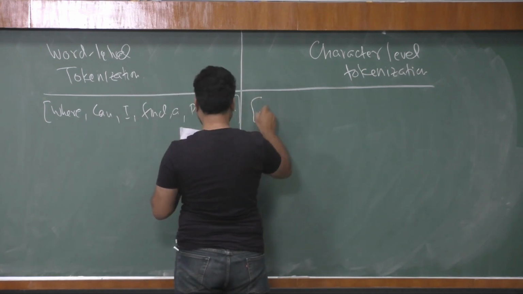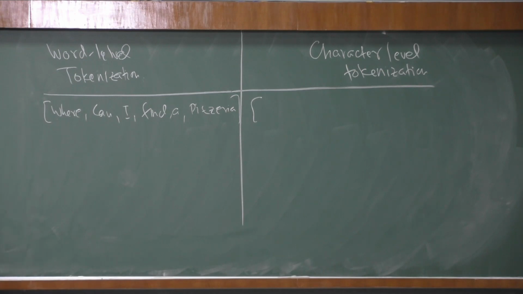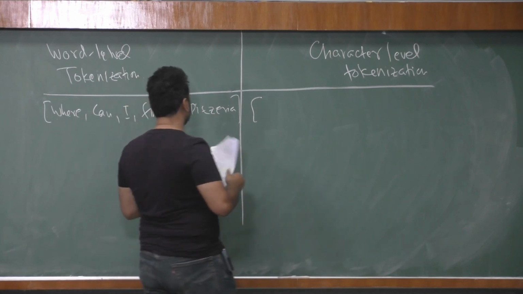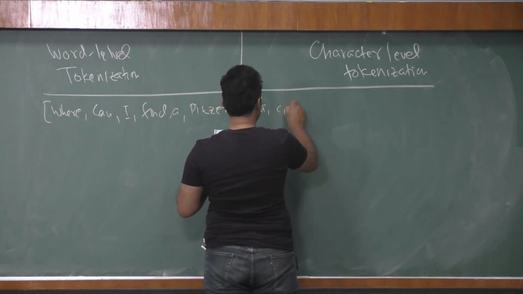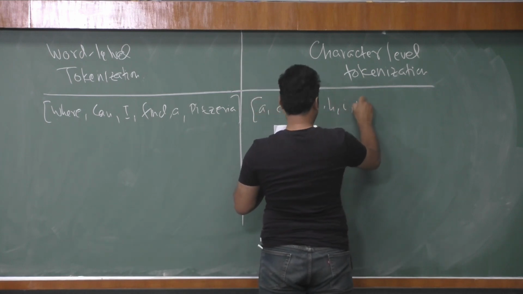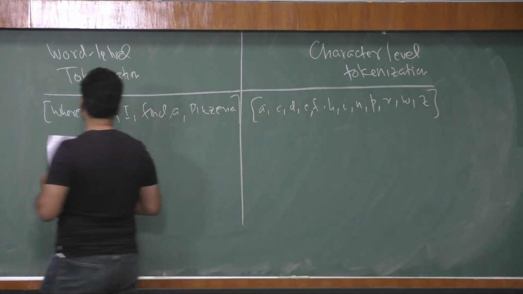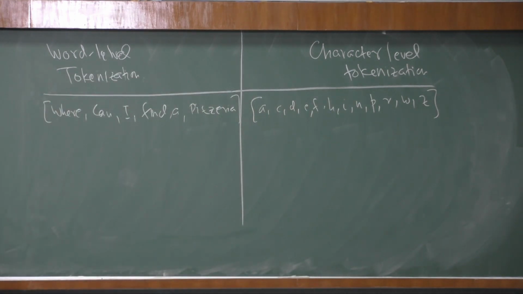If I look at it character-wise, what are all the characters that you have here? I can find A, I can find C, I don't find B. So I have A, C, D, E, F, H, I, N, P, R, W, Z. This is the tokenization I can use for this sentence. I don't have a B, so I didn't put B there. Similarly, there were many other characters which were not there, so I didn't need those. So we have some positives and negatives.